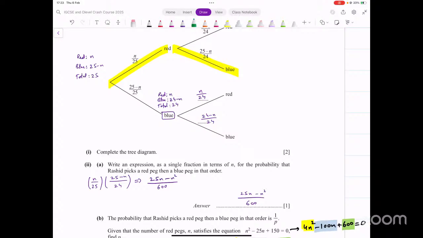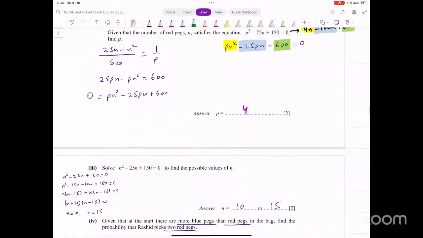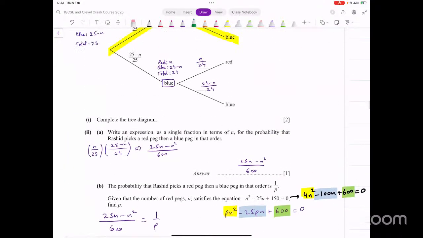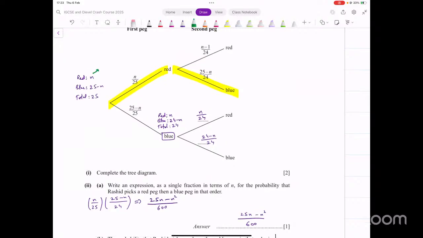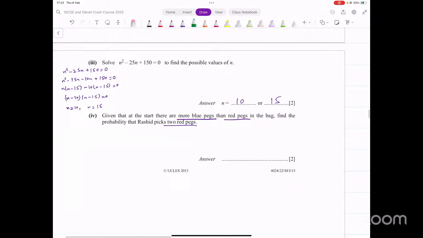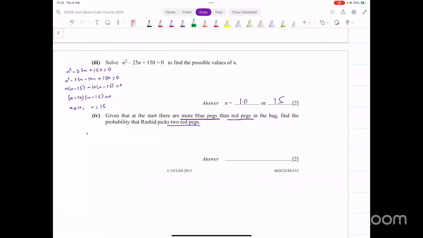Now, if the number of blue pegs is more, that means the number of red pegs has to be less. So n has to be 10 and not 15, because if n is 15, the number of blue pegs will become less. So n has to be 10. So we can say the value of n that we use then should be 10, right? Because the number of red pegs has to be less and the number of blue pegs has to be more. In that case, what's the probability that Rashid picks 2 red pegs?